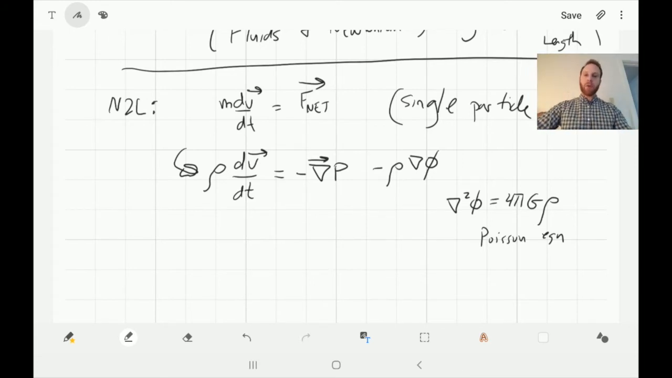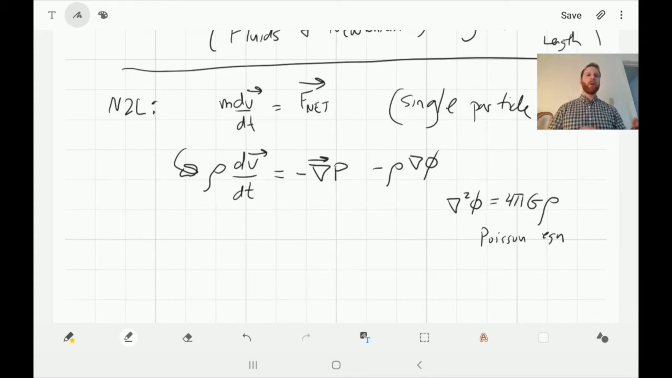Phi here is the gravitational potential per unit mass. And so when you multiply it by the density of the fluid, that gives you the amount of force per unit volume. So this is force per unit volume, this is force per unit volume, and this is also force per unit volume. So that is what Newton's second law looks like for a fluid.